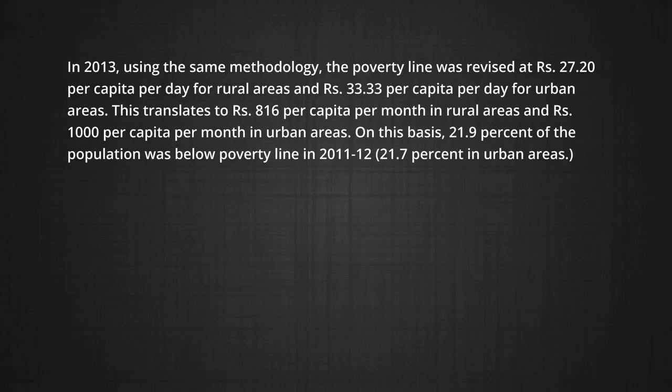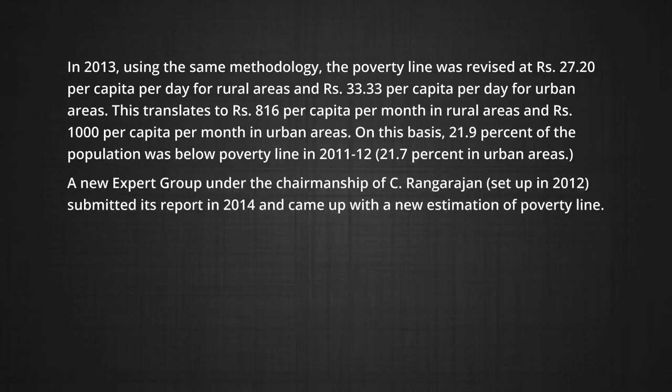Now, let us see again in 2011, using the same methodology, the poverty line was revised at rupees 27.20 per capita per day for rural areas and rupees 33.33 per capita per day for urban areas. Now, this translates to rupees 816 per capita per month in rural areas and rupees 1000 per capita per month in urban areas. On this basis, 21.9% of the population was below the poverty line in 2011-12, and 21.7% in urban areas.